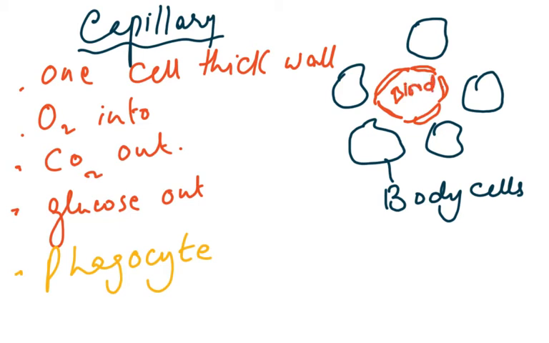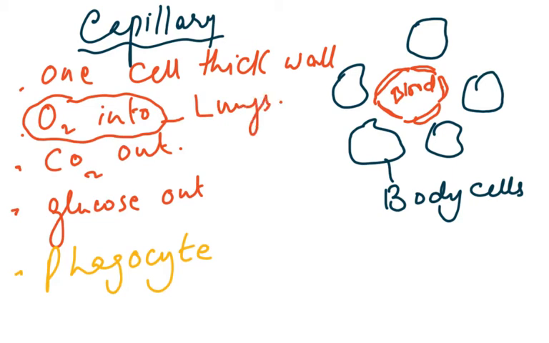what happens here? In the blood you have oxygen. So oxygen is going to go into, where is it going to go into? It's going to go into the blood in the lungs. But where is it going to go out? So oxygen is going to move out into the body cells. So into and out, you have to know where it will move into and where it will move out of the blood. Similarly, glucose moves out.